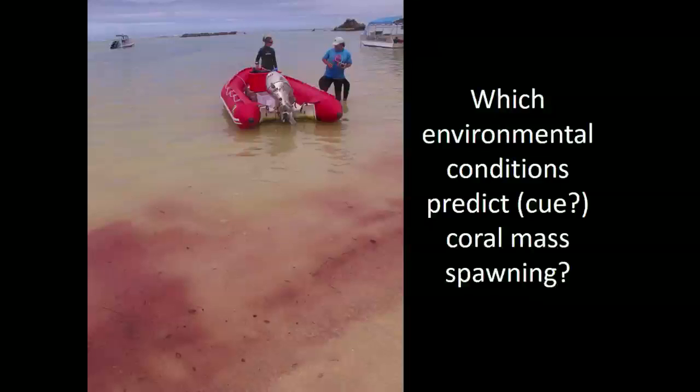So what we really wanted to do is figure out which environmental conditions predict coral mass spawning. And I put Q in there in brackets. That's what we were aiming at getting towards, but obviously it's a correlation. Like I said, we don't know much about this yet, so we're just starting to figure out what our hypotheses should be that we test further.